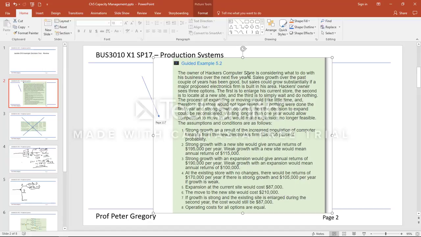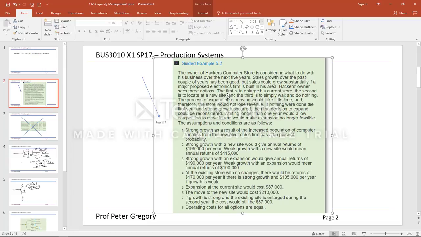So the problem that we're looking at here, or the challenge that we're looking at here, is an owner of the hacker's computer store is thinking about what to do for the next 5 years. So five is going to be a big function in what we consider here. Okay, sales growth over the past couple of years has been good, but sales could be better. If an electronics firm moves in, bringing with it employees that are computer literate and computer savvy and really are fans of computers, and they're going to come to the store and buy things and get service done and all that. That's the idea here, okay?